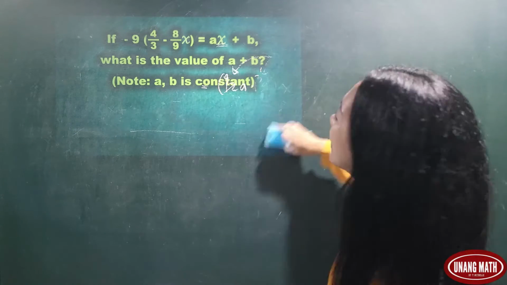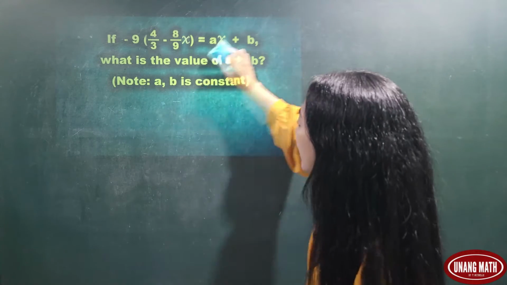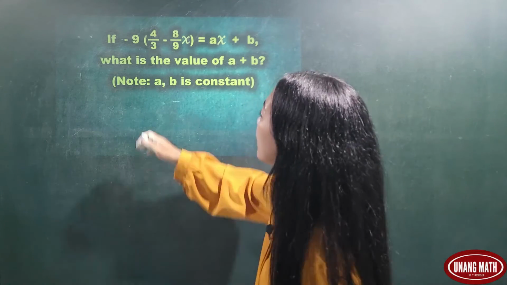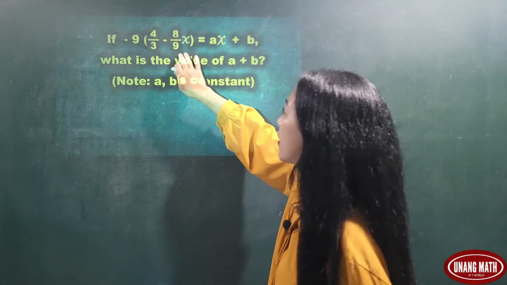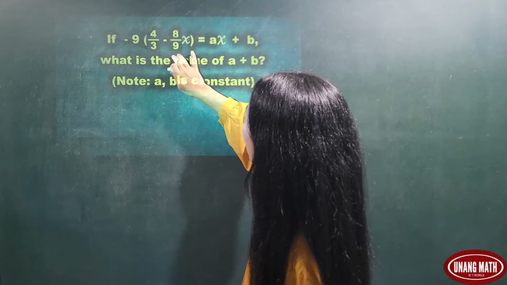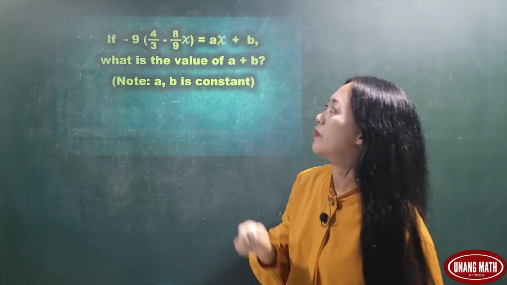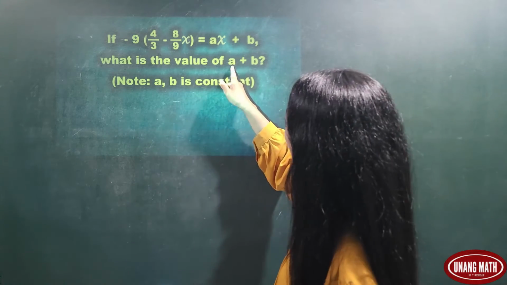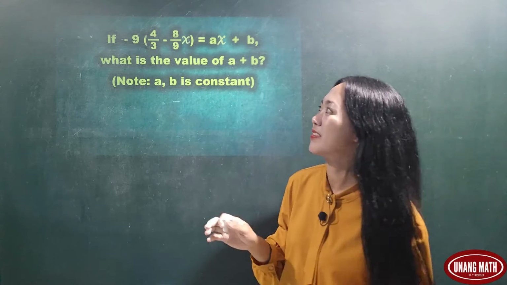This time, let's answer this simple activity. If negative 9 times this linear expression inside the parenthesis, 4 over 3 minus 8 over 9x, is equal to ax plus b, what is the value of a plus b? Take note, a and b are constants.